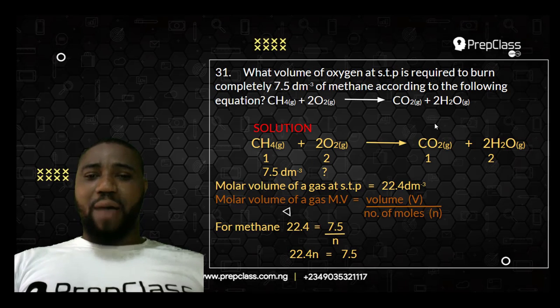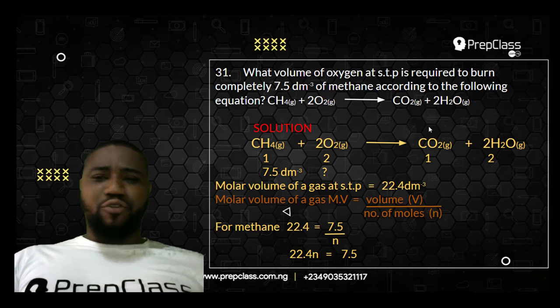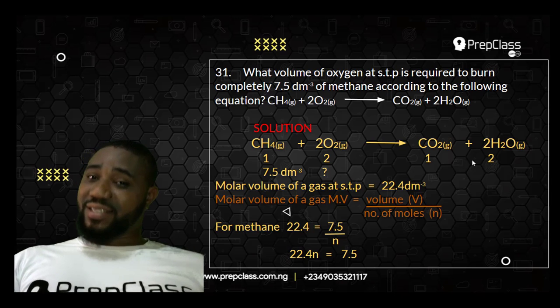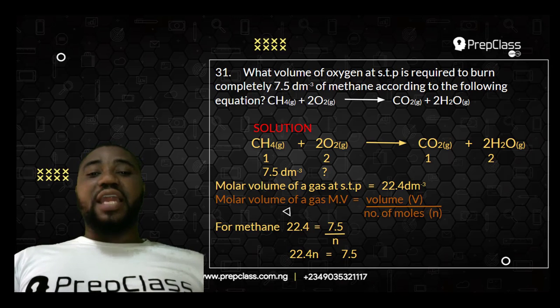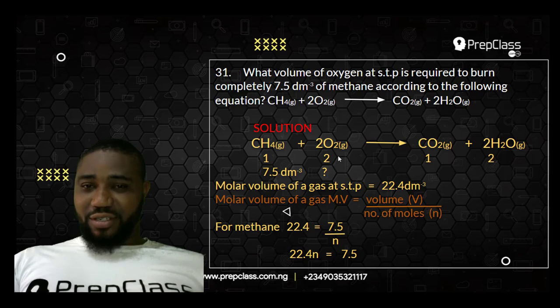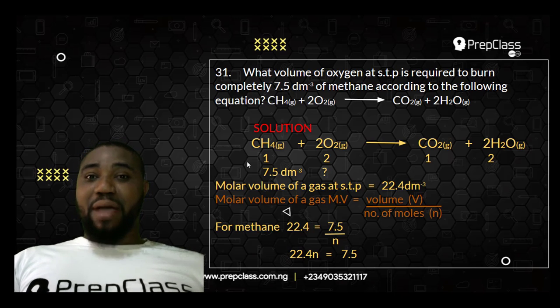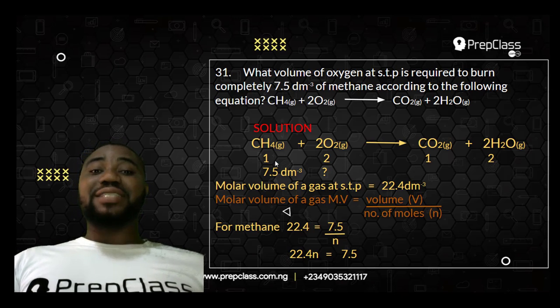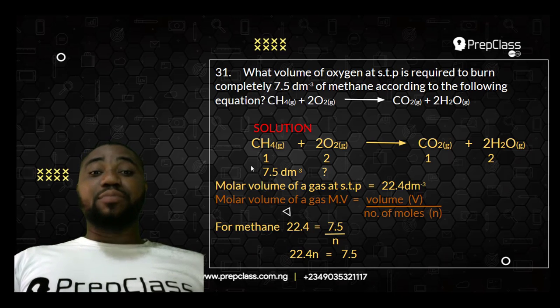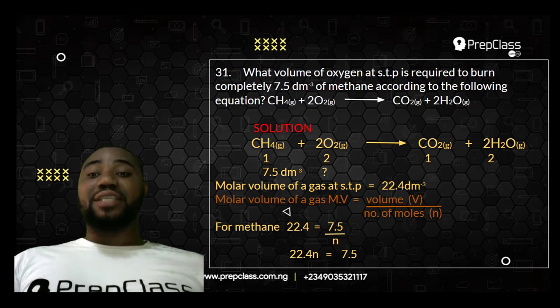Now look at the way you approach such a question. The first thing you have to do is to rewrite this balanced equation. If it is not balanced, you have to balance it. If you see here, they've actually helped you to balance the equation. They've made your job easier by balancing the equation. Now, from the balanced equation, write the mole ratio.